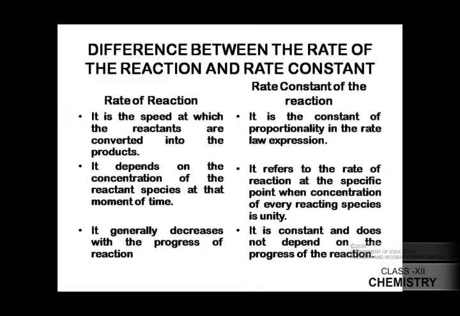So with the help of this slide you can clear your concept about the difference between the rate of the reaction and the rate constant. The rate of the reaction is the speed at which the reactants are converted into the product. It depends on the concentration of the reactant species at that moment of time. It generally decreases with the progress of the reaction. And what is the rate constant of the reaction? It is the constant of proportionality in the rate law expression. It refers to the rate of reaction at the specific point when the concentration of every reacting species is unity. And the last one: it is a constant and does not depend on the progress of the reaction.